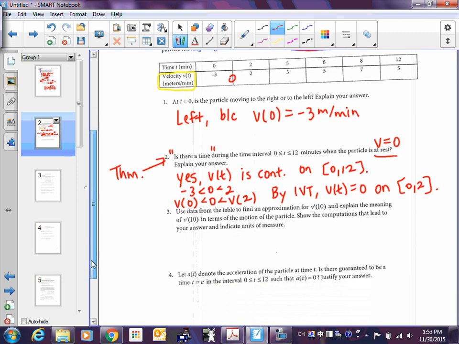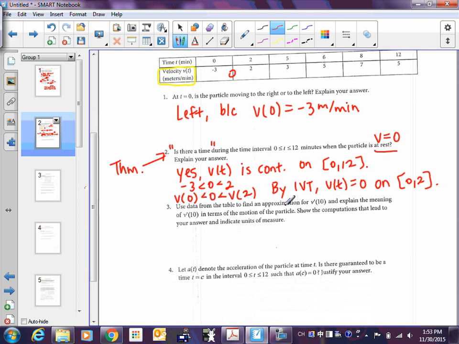Okay, so let's look at 3. It says use the data in the table to find an approximation for v prime of 10. So automatically I'm writing v prime of 10 is approximately. First of all, I don't even have v prime. Second of all, I don't have a 10. I know that 10 is going to go between 8 and 12, but even if I had a 10 column, I couldn't just pick out that number because that would only be the velocity. It wouldn't be v prime.